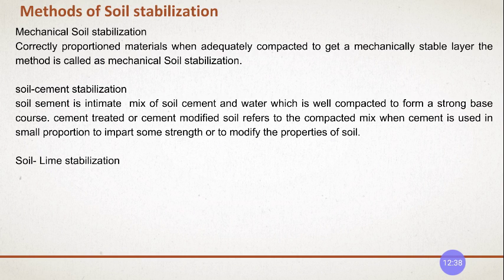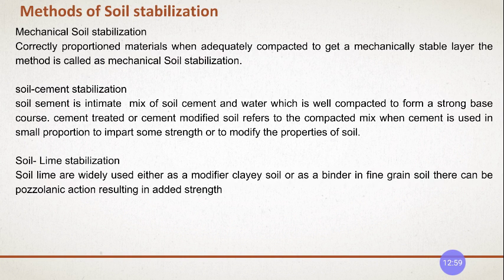Right. Next is the soil lime stabilization process or method. This process is very popular and used a lot because lime is much cheaper than cement, so we try to use lime most of the time. Soil lime is widely used either as a modifier for clayey soil, or as a binder in fine grain soil. It is used in fine grain soils.